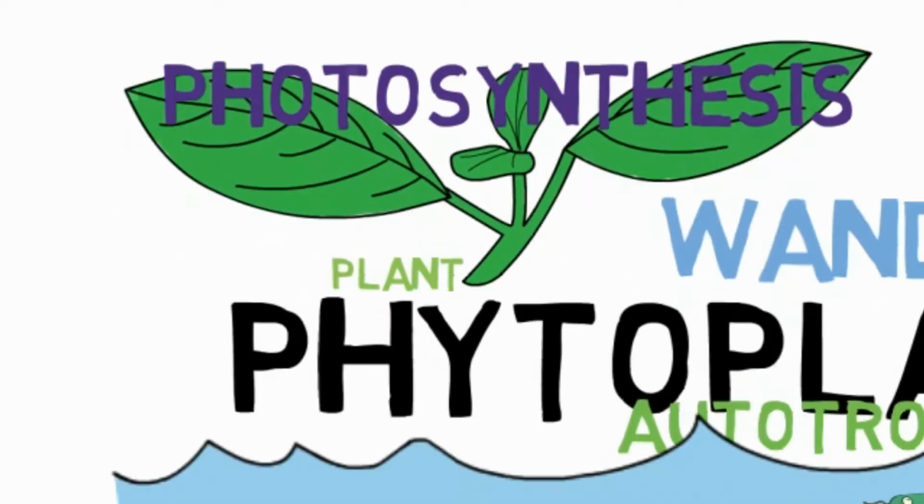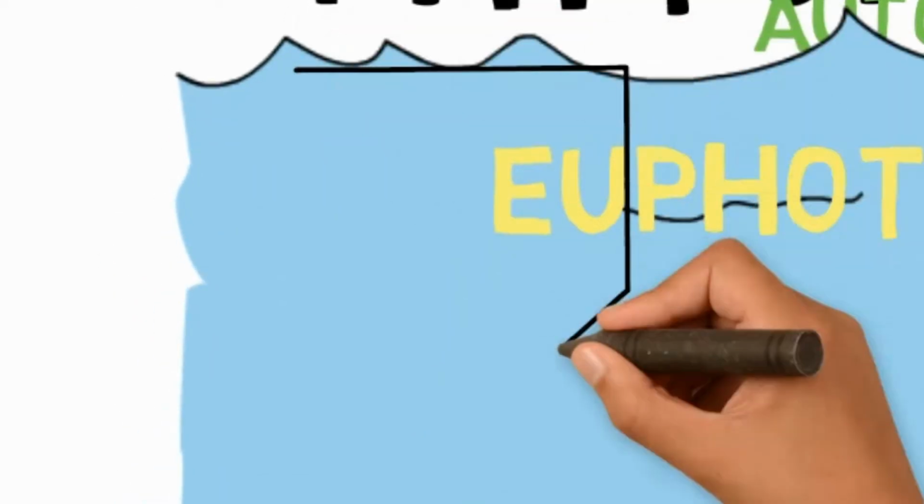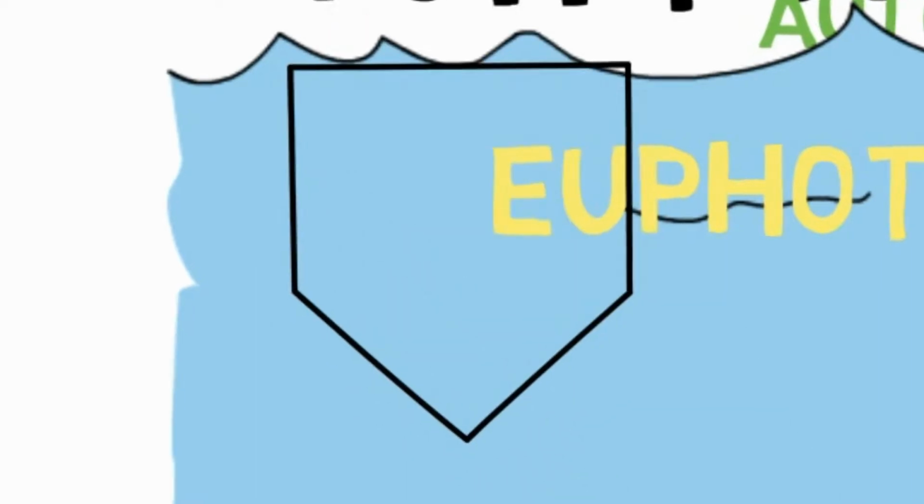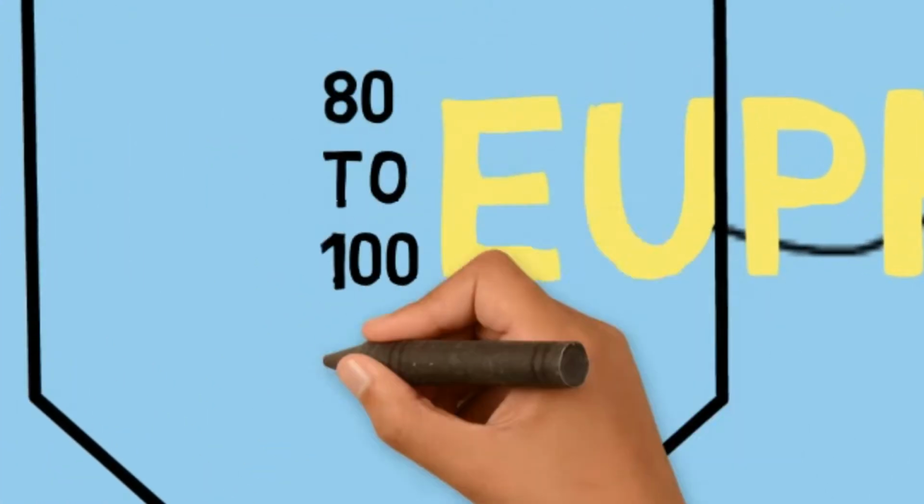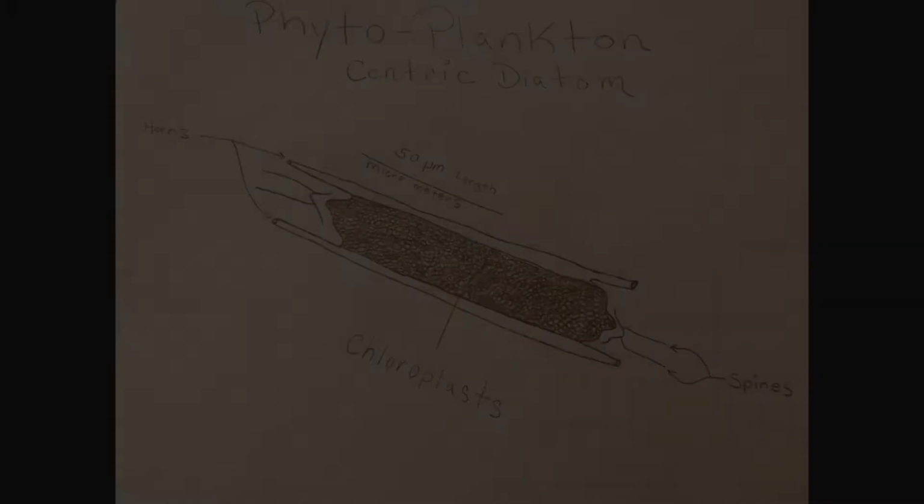This is a process in which organisms use sunlight to synthesize foods from carbon dioxide and water. One more fact about the euphotic zone, it can extend to depths of 80 to 100 meters. Now here's a picture I drew of a species of phytoplankton's anatomy.